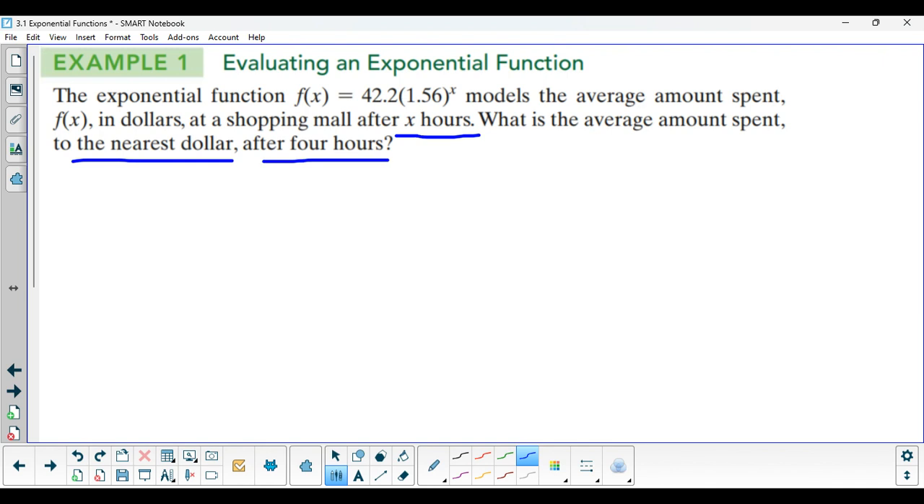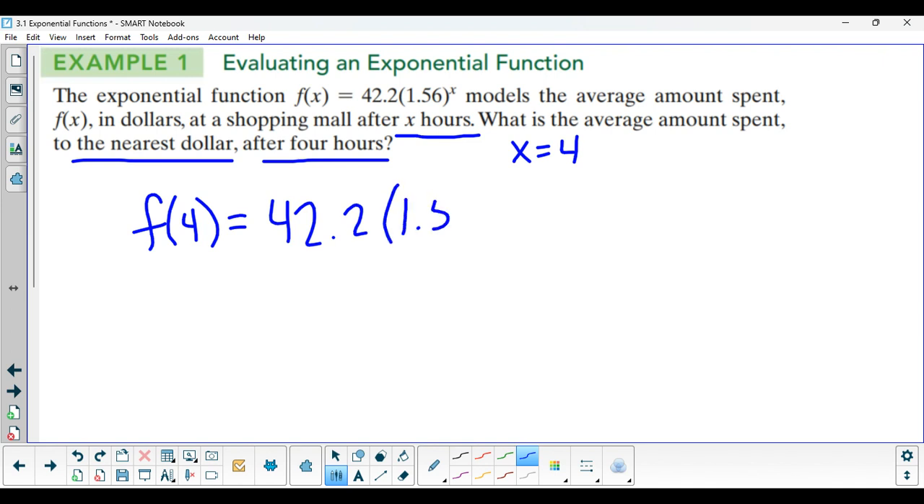So right there, if x represents hours and it says 4 hours, we know that in this problem, our x value is 4. Now, of course, that's not our answer. That's just what we're plugging into the equation in place of the x. So if x is 4, that means we're finding what f of 4 is. So it's 42.2 times 1.56 to the fourth power.